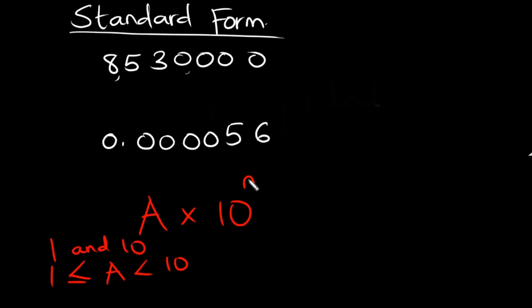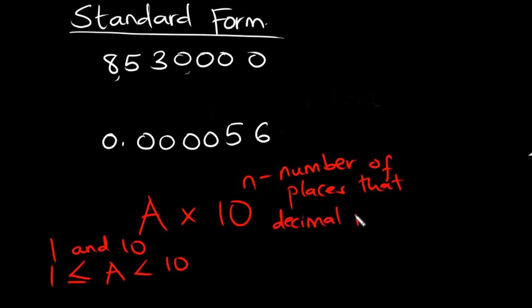And then n is also a whole number. It can be a negative number or a positive number. And what it does is that it tells us the number of decimal places that we have to move. Yeah, so the number of places that the decimal point has to move.